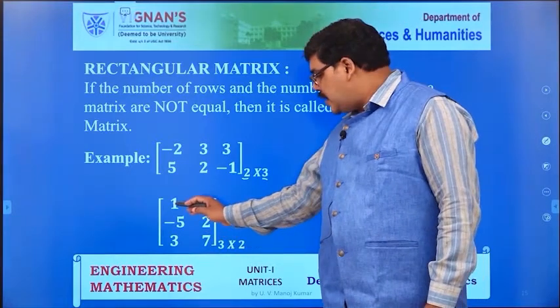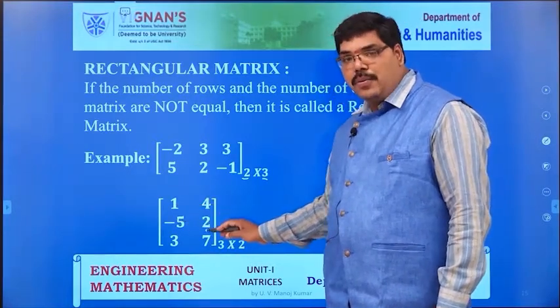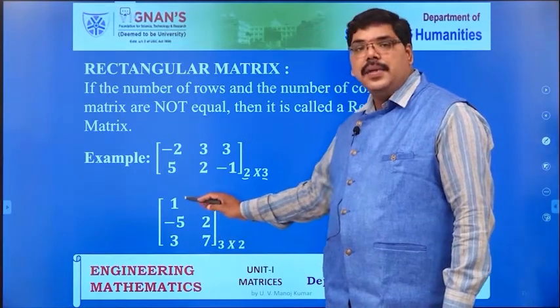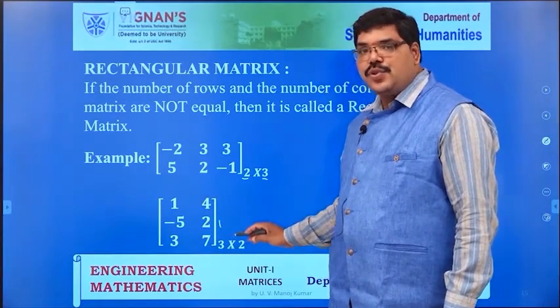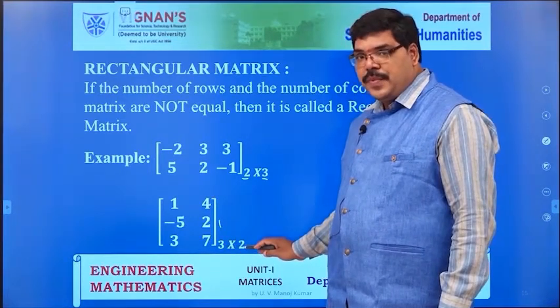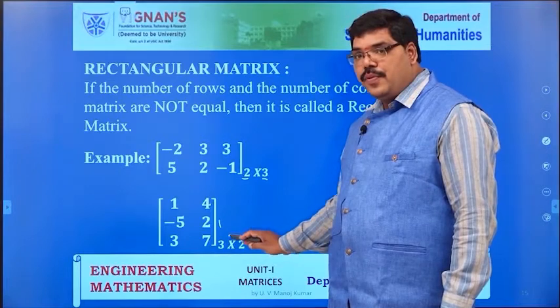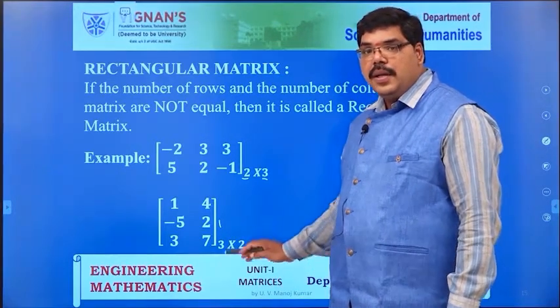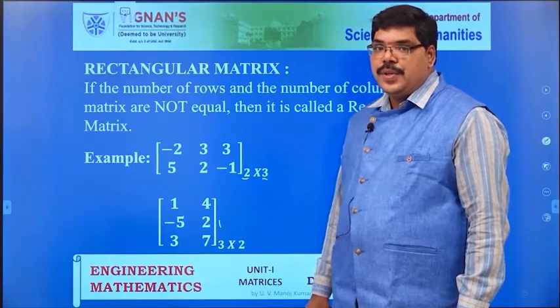3 horizontal lines, each horizontal line is called a row. So 3 rows. 2 vertical lines, each vertical line is called a column. So 2 columns. 3 rows and 2 columns, which means the number of rows does not equal the number of columns. Therefore, it is a rectangular matrix.